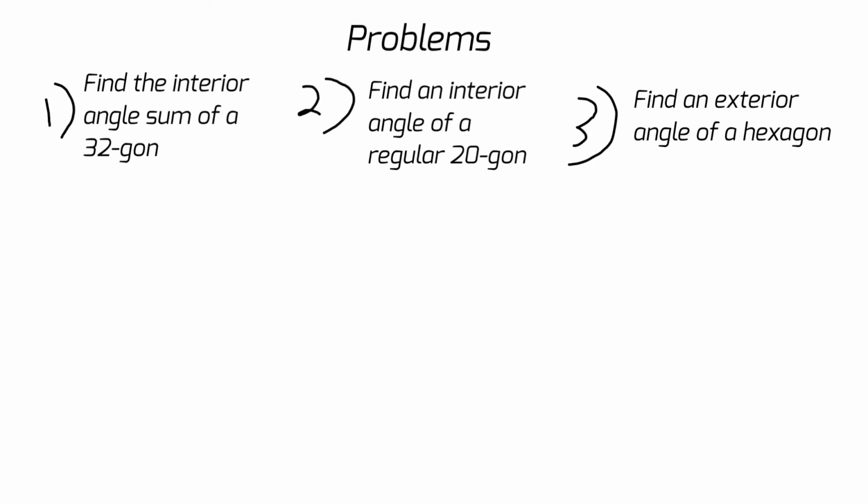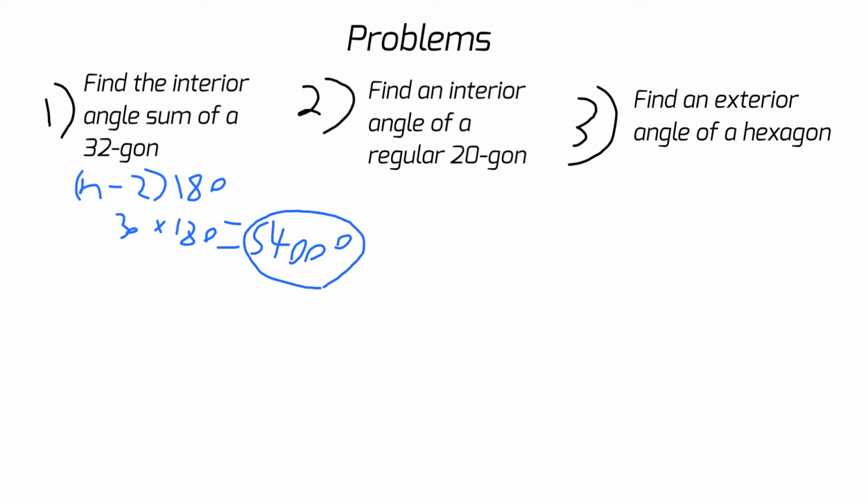Alright, so if we go back to number 1, we can find the interior angle sum of a 32-gon by using the equation (n minus 2) times 180. 32 minus 2 equals 30. 30 times 180 will equal 5,400, which is the total interior angle sum of a 32-gon.